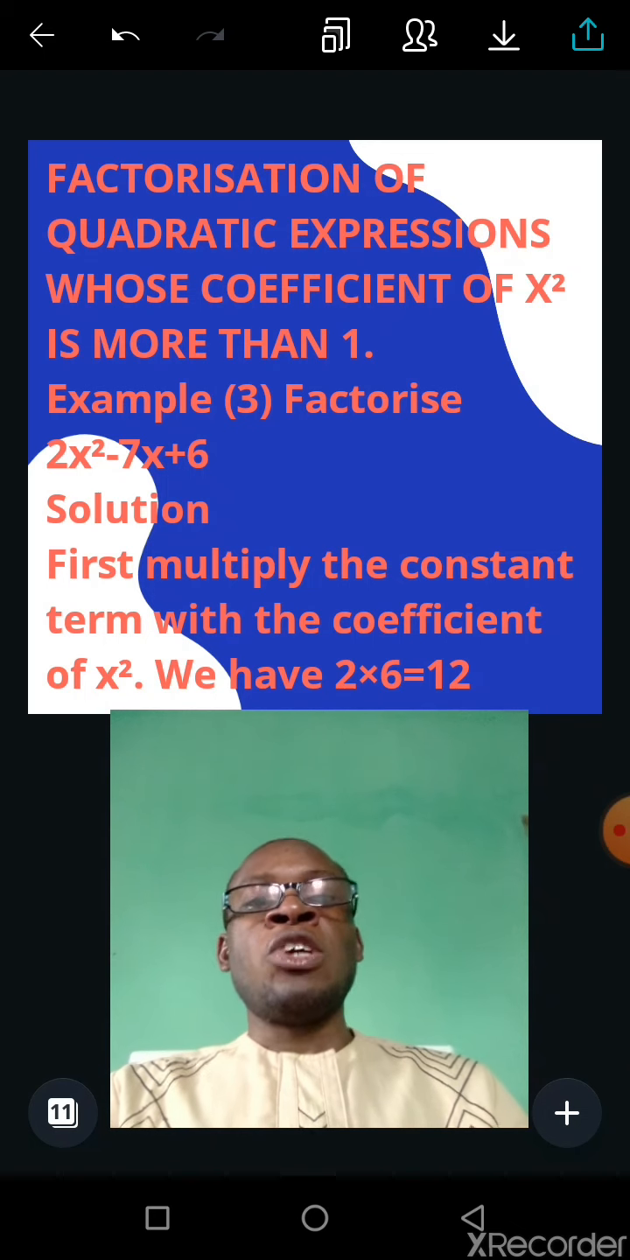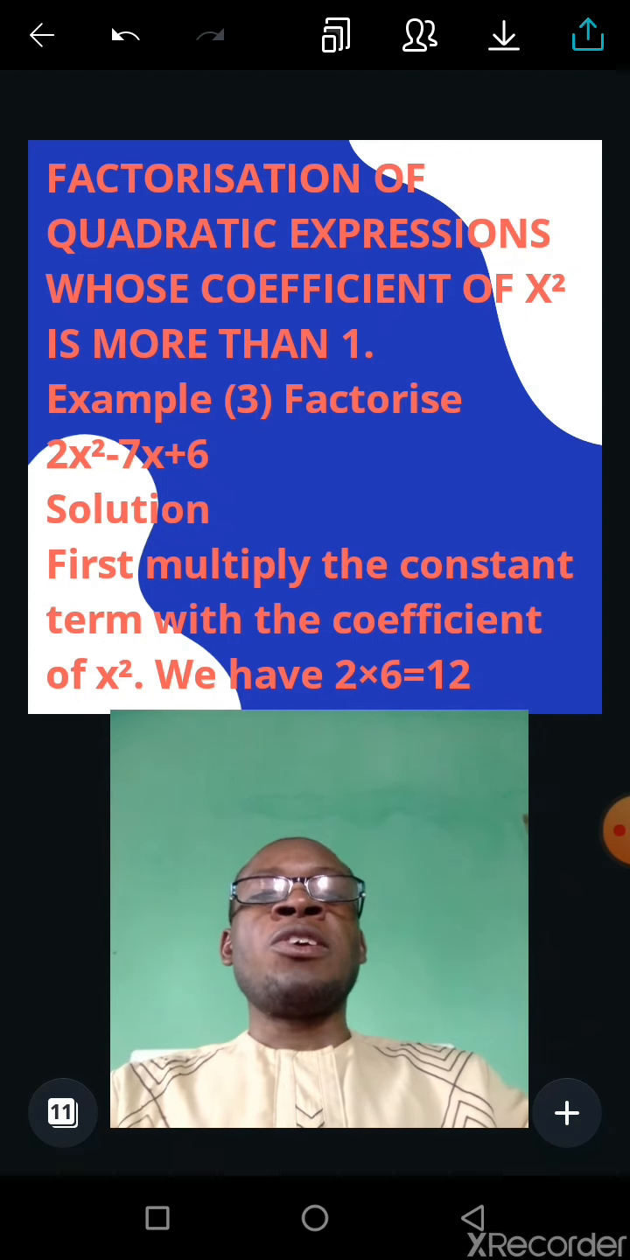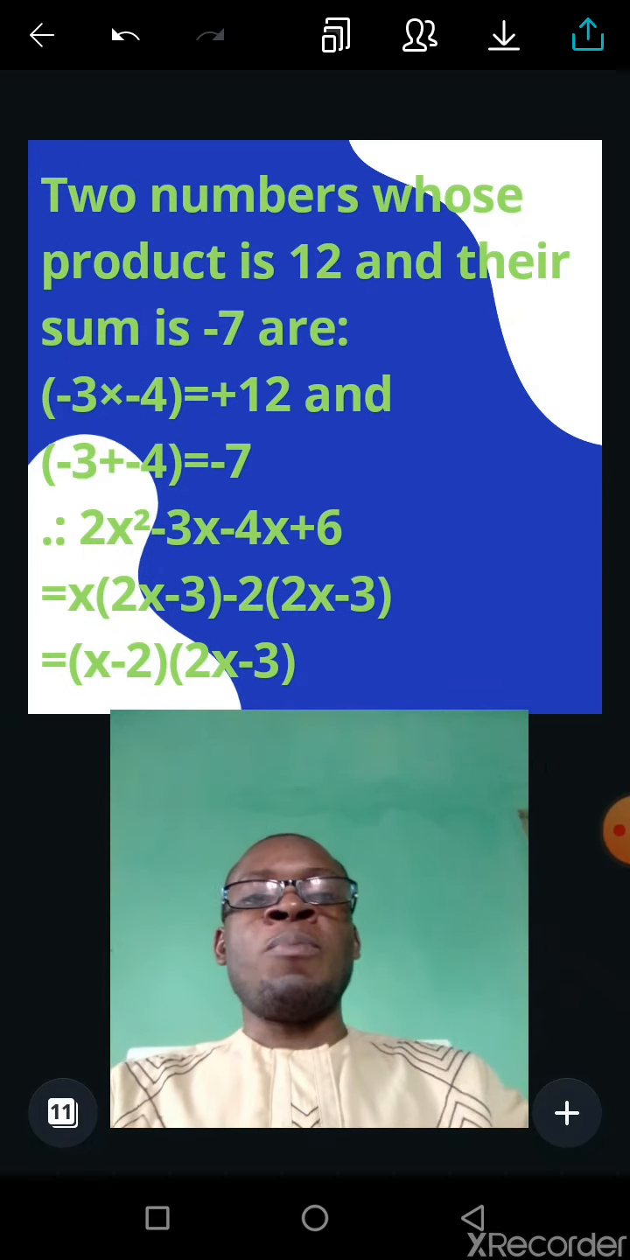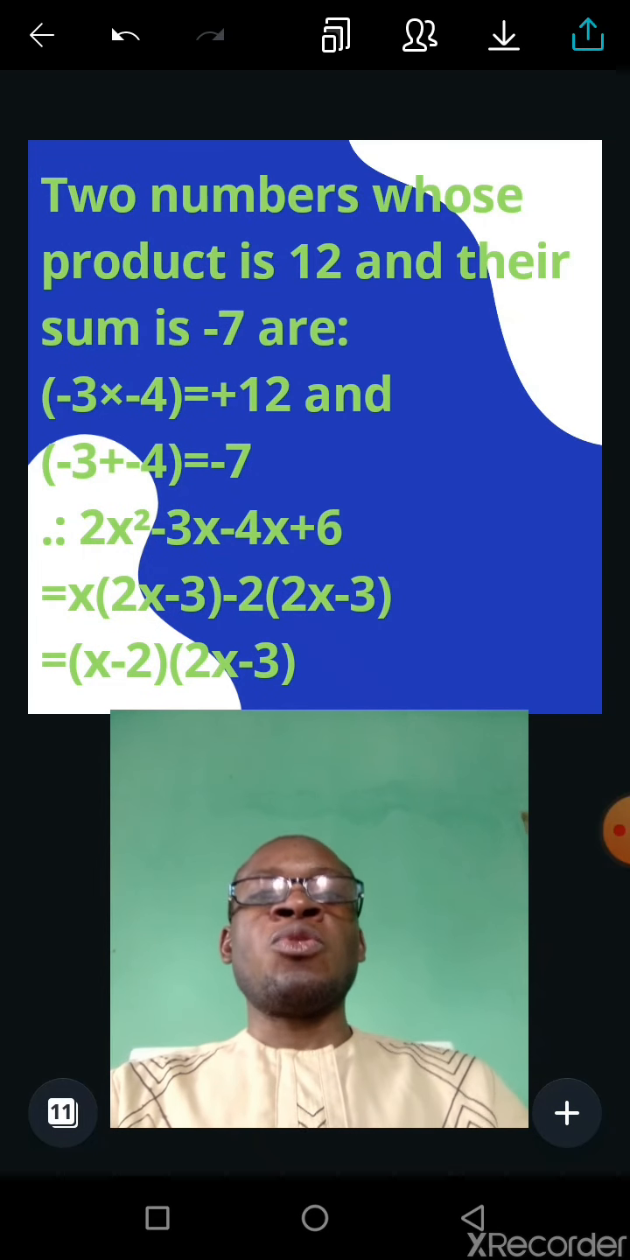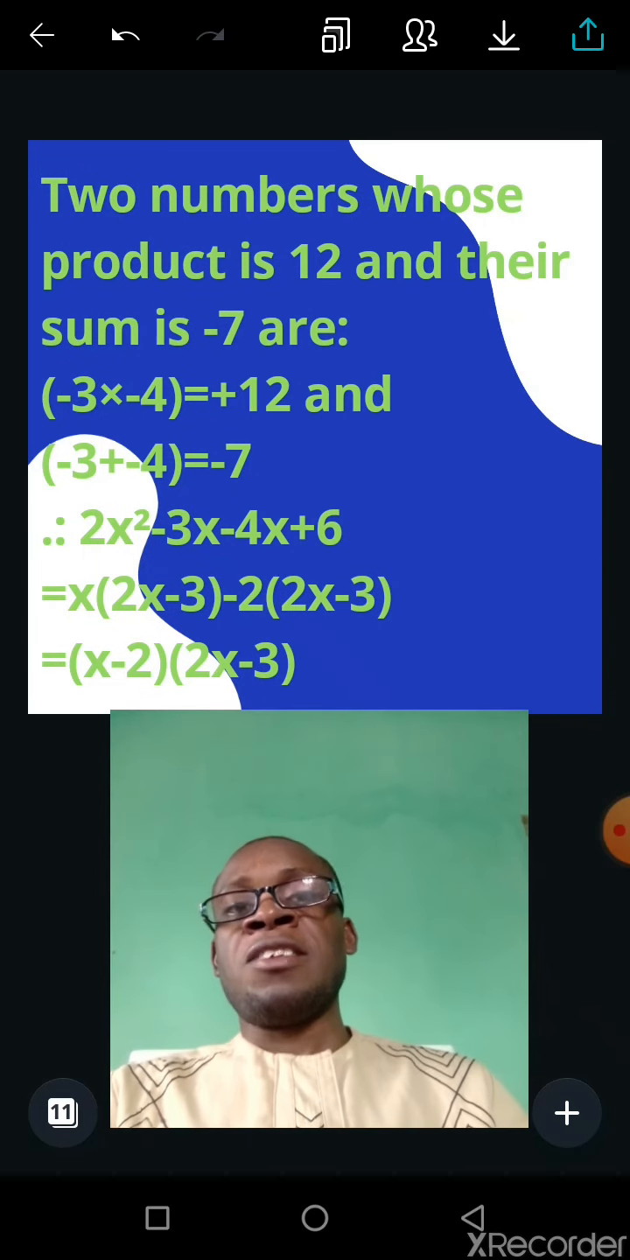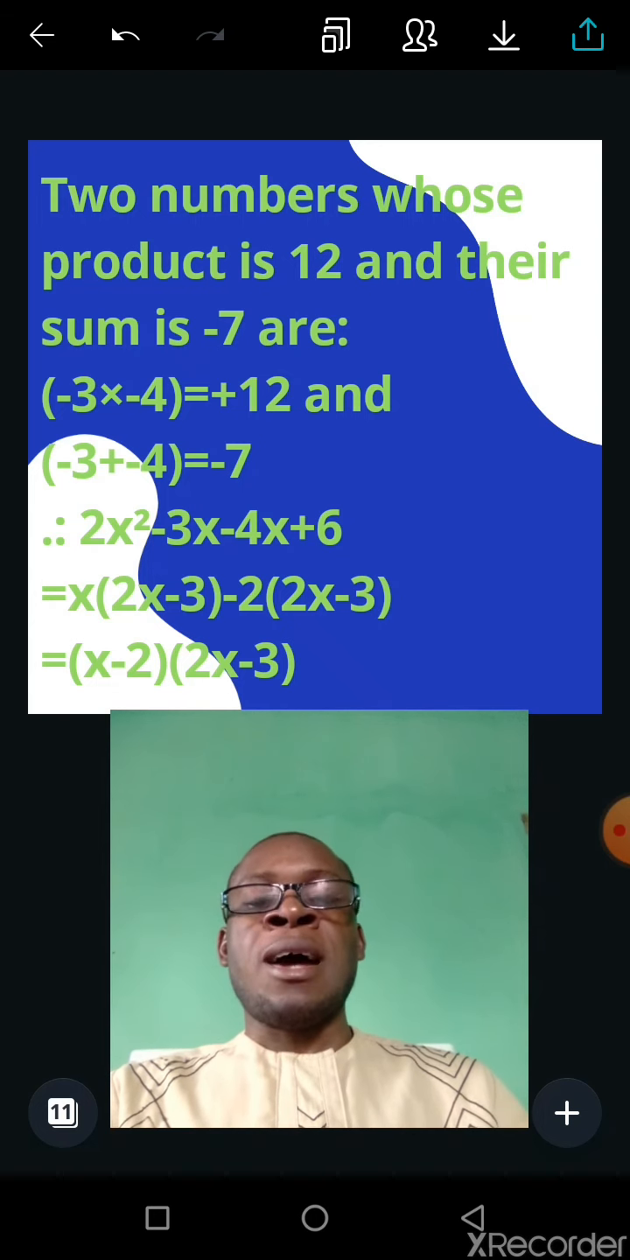Then we have 2 times 6. The constant term is 6, while the coefficient of x² is 2. So you multiply the 2 of them, you get 12 instead of the above 6. So we'll make use of that 12. The two numbers whose product is 12 instead of 6 and their sum is −7 are −3 times −4, which will give us +12, and −3 plus −4, which will give us −7.